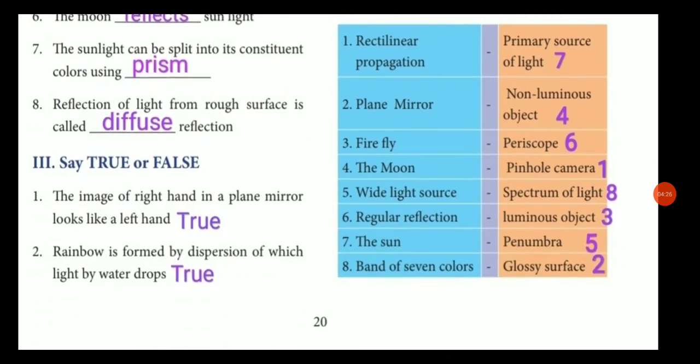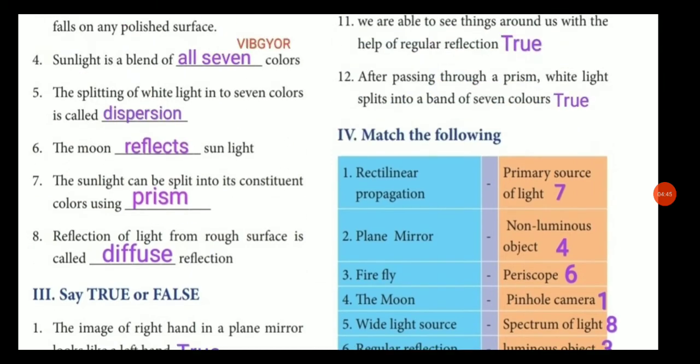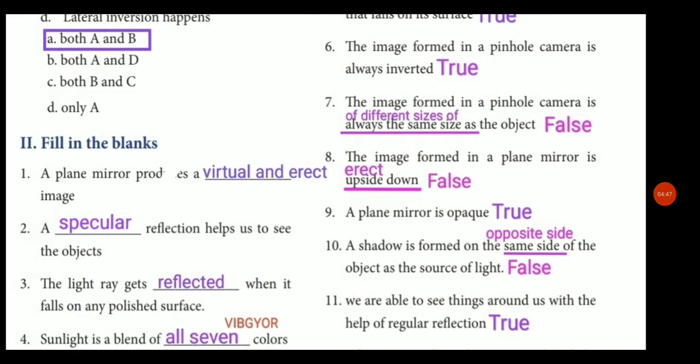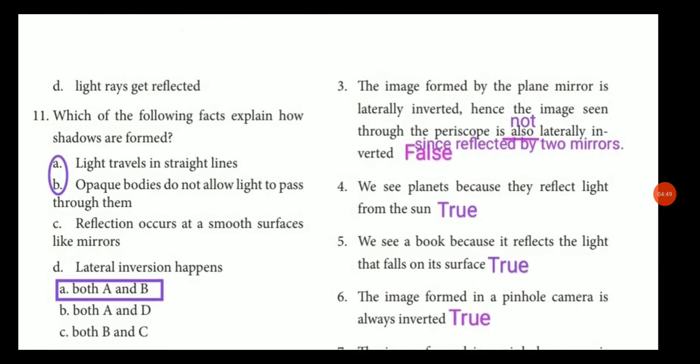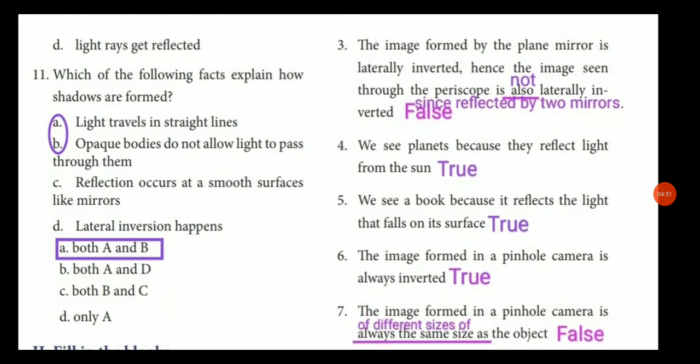Third topic is say true or false. First question, the image of the right hand in a plane mirror looks like a left hand. In a plane mirror, the right hand appears as a left hand. True. Second one, rainbow is formed by dispersion of white light by water drops. True. Third one, the image formed by a plane mirror is laterally inverted. Yes, in a plane mirror it is laterally inverted.